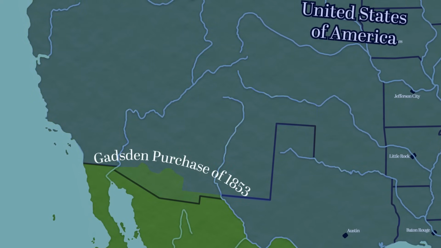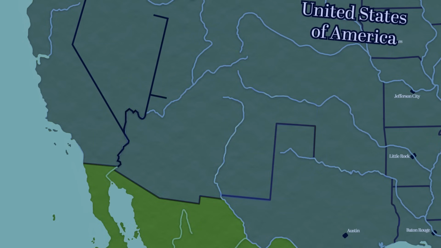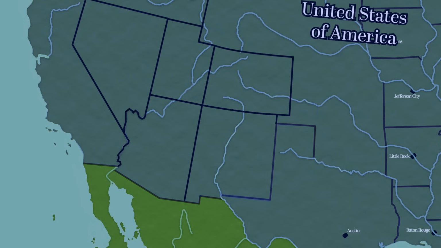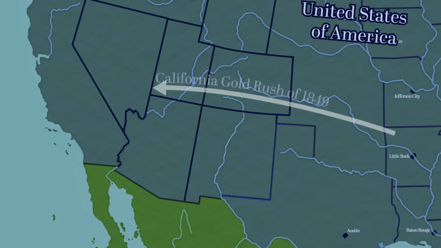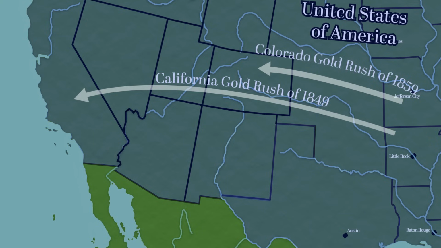Along with land gained from the Gadsden Purchase of 1853, the U.S. claimed territory which included all of the present states of California, Nevada, Utah, Arizona, and New Mexico, along with parts of the present states of Colorado and Wyoming. The California Gold Rush of 1849 and a later gold rush to Colorado in 1859 drew large numbers of Americans into the new territories and highlighted the importance of their mineral wealth.